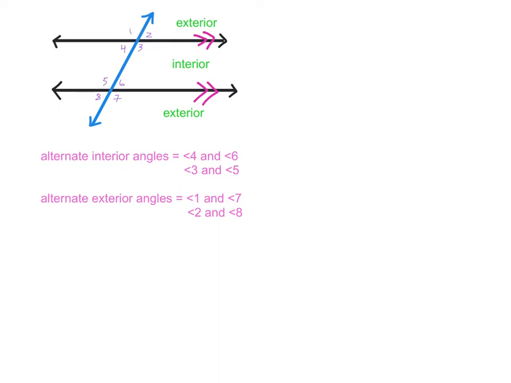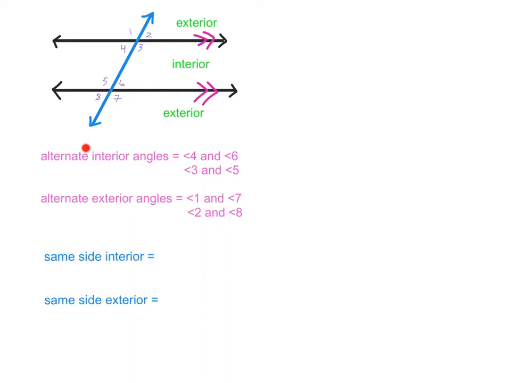So look where angle 1 is and angle 7. They are on opposite sides of the transversal, so one to the left and one to the right, and they are in the exterior of my 2 parallel lines. And again, the same holds for angles 2 and 8.